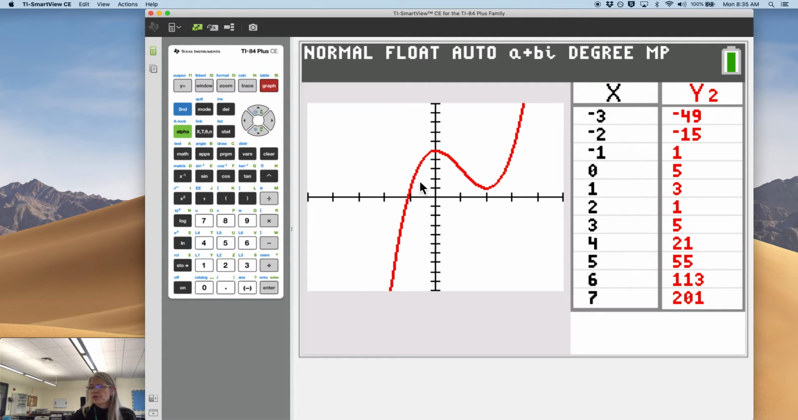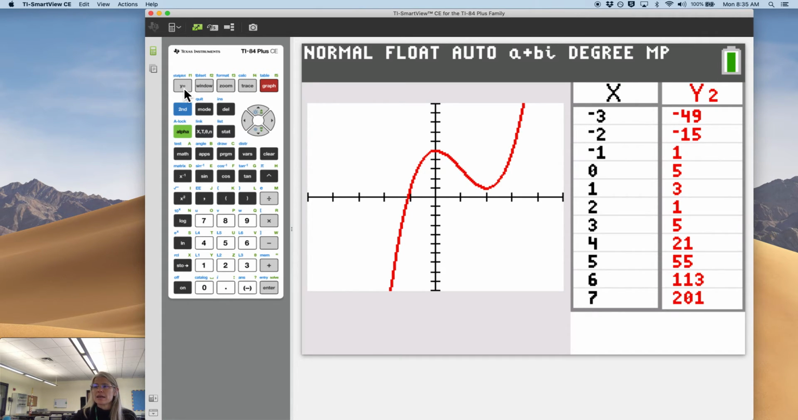Okay? So there's your local maximum here at 0.5, your local min at 2.1. That local max also is your y-intercept because it's the constant value. Okay, and if you were talking about the end behavior, you would say that as x approaches negative infinity, f of x approaches negative infinity, and as x approaches infinity, f of x also approaches infinity.